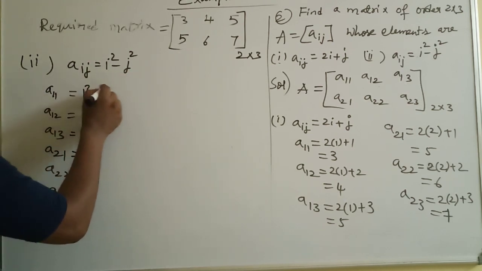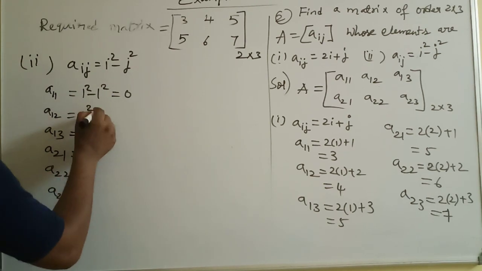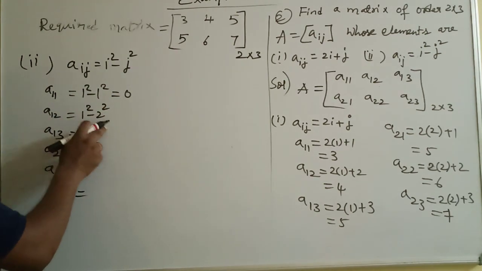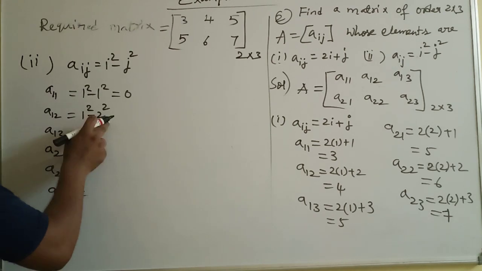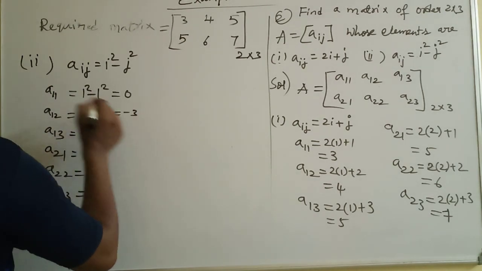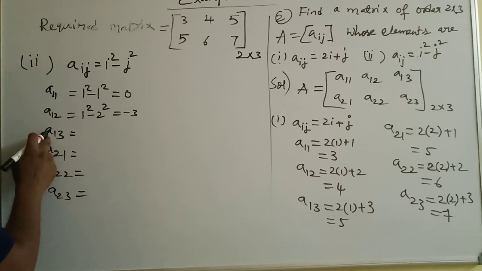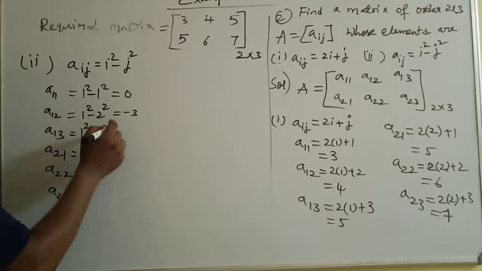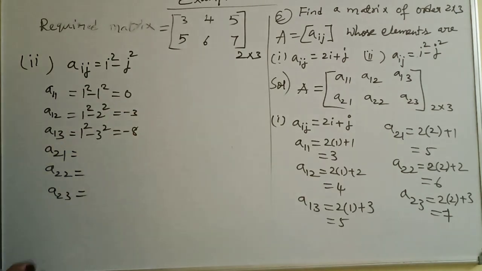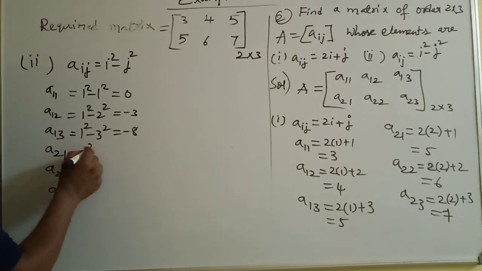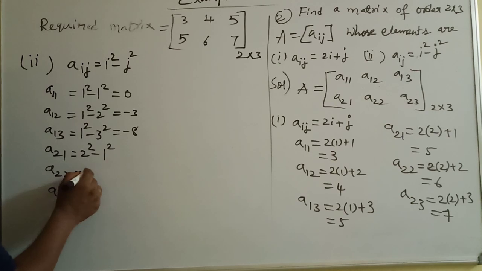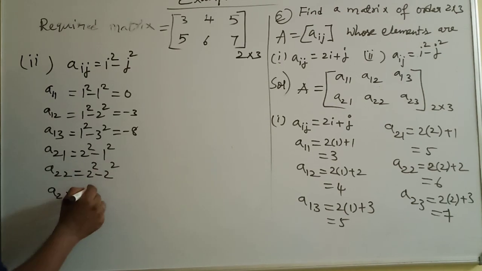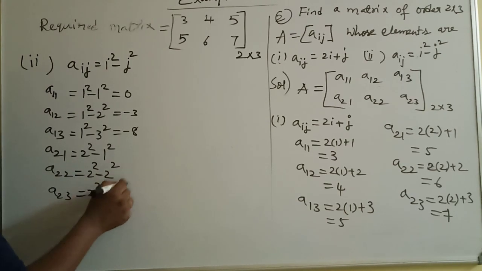1 square minus 1 square is 0. 1 square minus 2 square: 1 square is 1, 2 square is nothing but 4, 1 minus 4 is nothing but minus 3. And the same method next, a13: 1 square minus 3 square, 1 minus 9 is nothing but minus 8. And next one, 2 square minus 1 square, and then 2 square minus 2 square, 2 square minus 3 square.